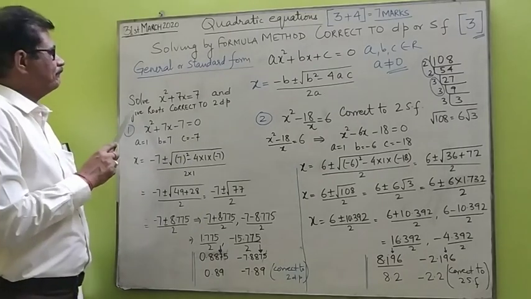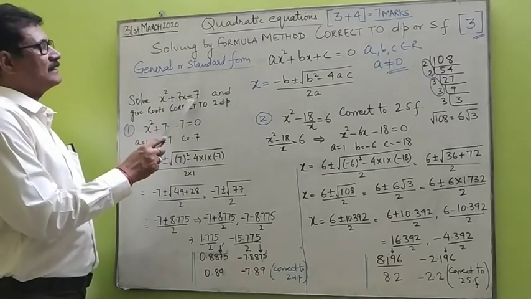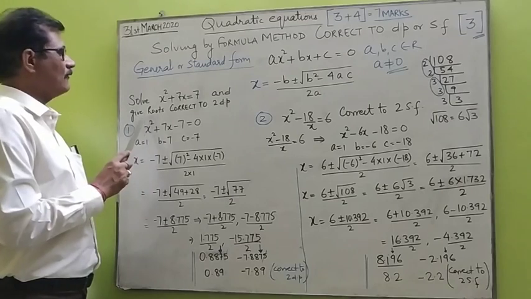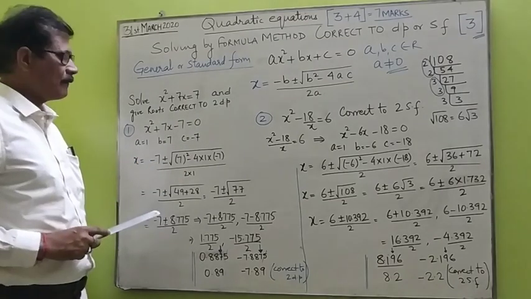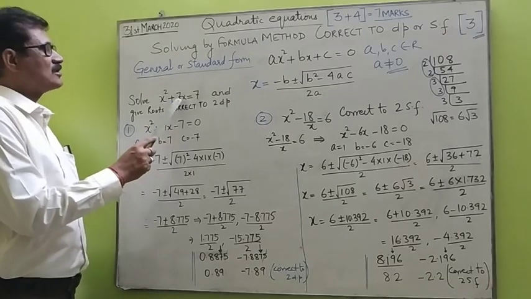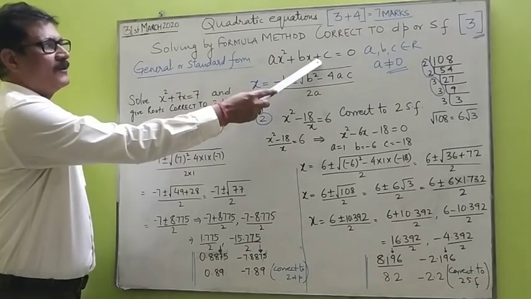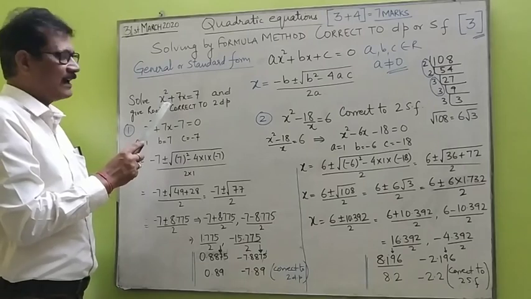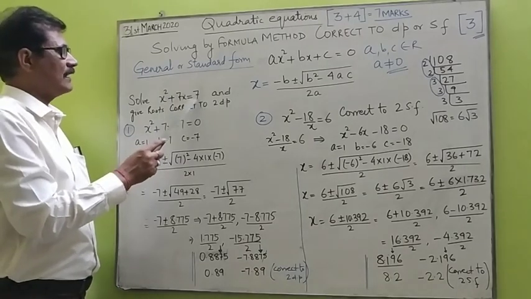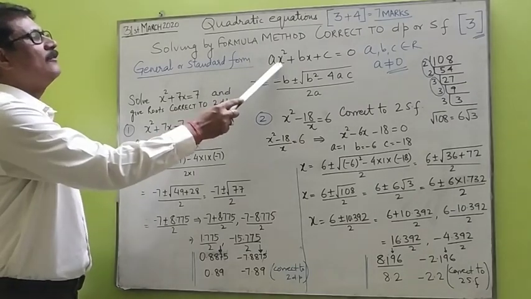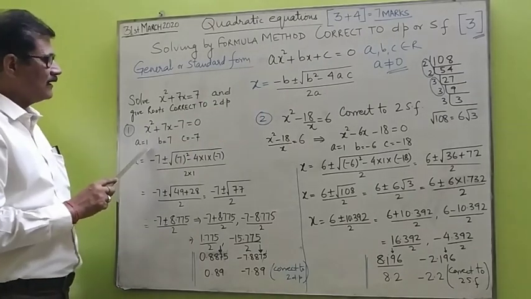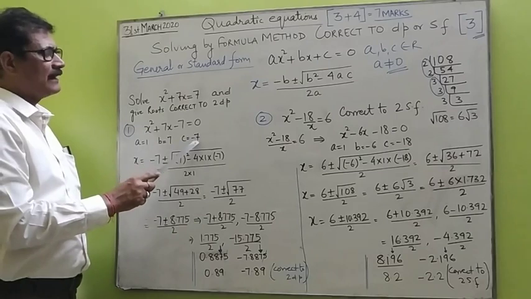Let's do one sum. Solve x square plus 7x equals to 7 and give roots, that is solutions, correct to 2 decimal places. Now this equation has to be brought to the standard form with all terms on one side of equality. So we shift 7 from this side and make it minus 7 equals to 0. And identify the value of a, b and c. So a is 1, b is 7, c is minus 7.